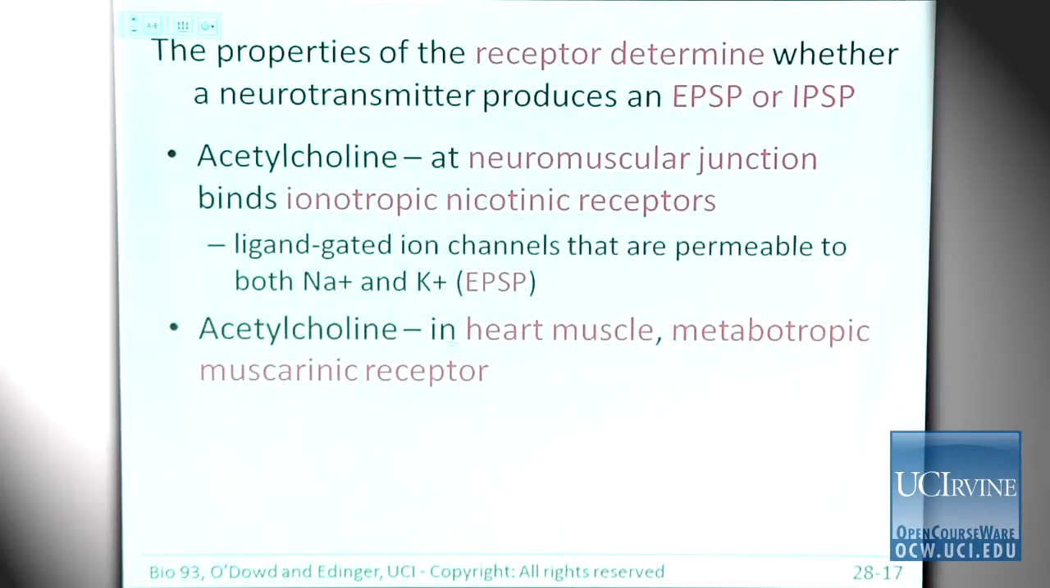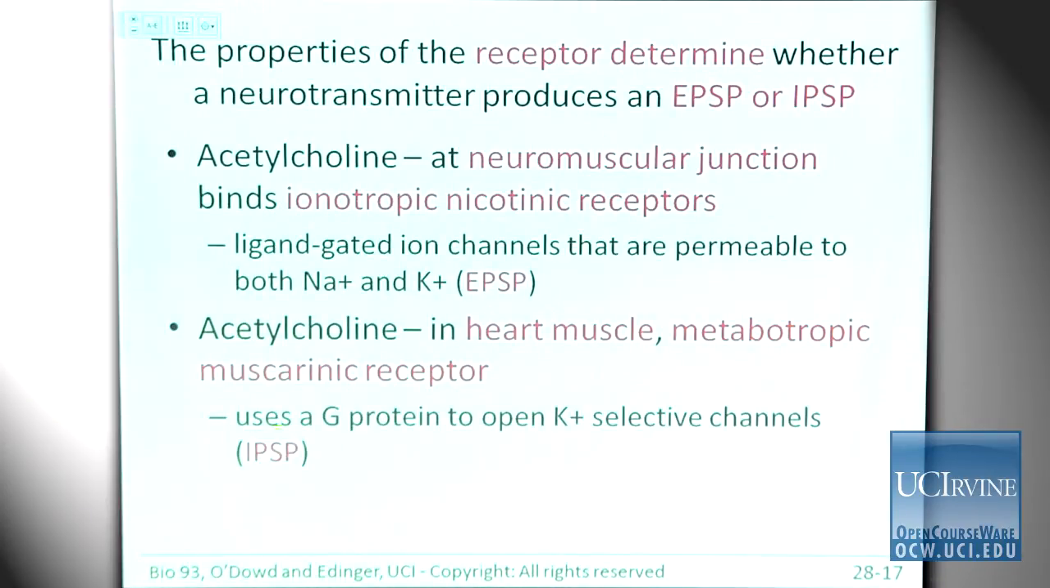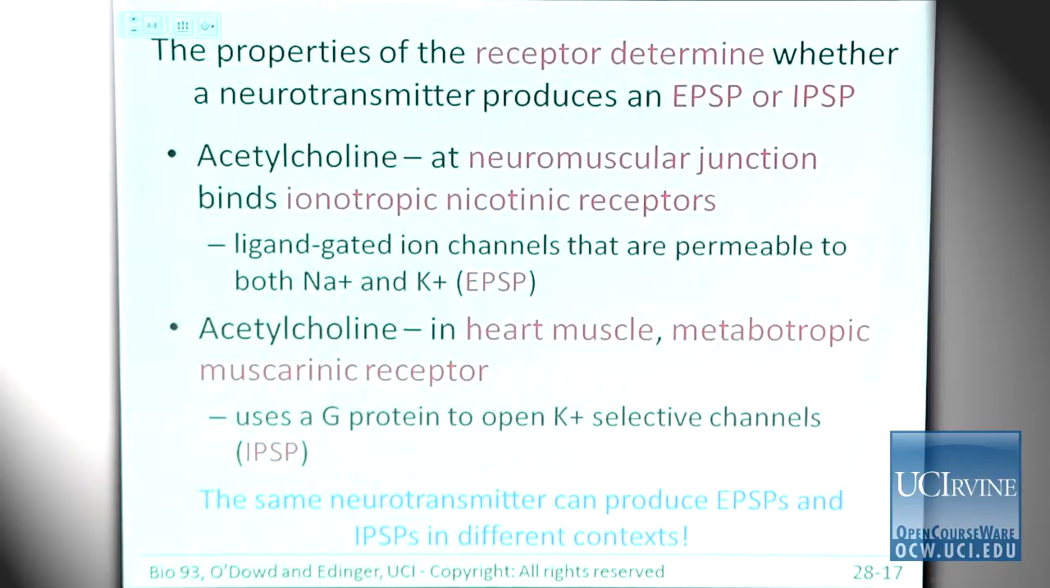so they're going to produce EPSPs, excitatory postsynaptic potentials. In heart muscle, however, there are metabotropic muscarinic receptors, and these use a G protein as an intermediary to open potassium-selective channels. If you do that, you're going to produce an inhibitory postsynaptic potential. So depending on what kind of receptor acetylcholine is binding to, it can produce an EPSP or an IPSP. It is the receptor that determines whether it's going to depolarize or hyperpolarize.